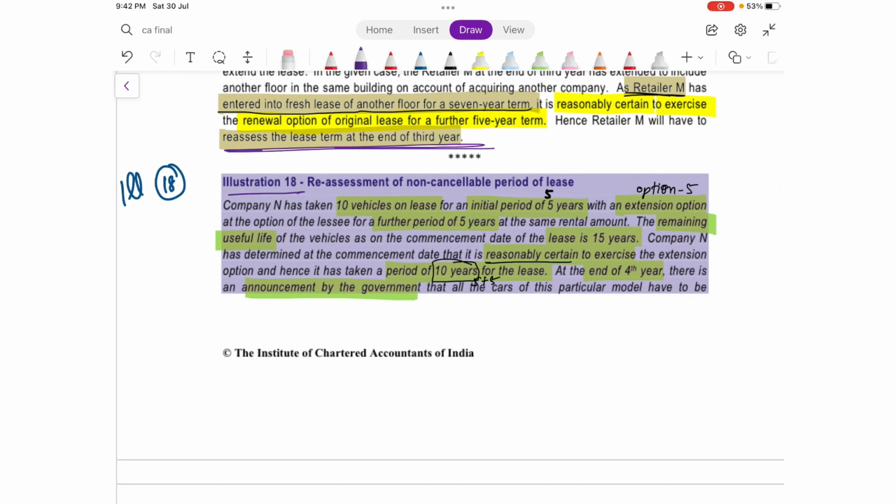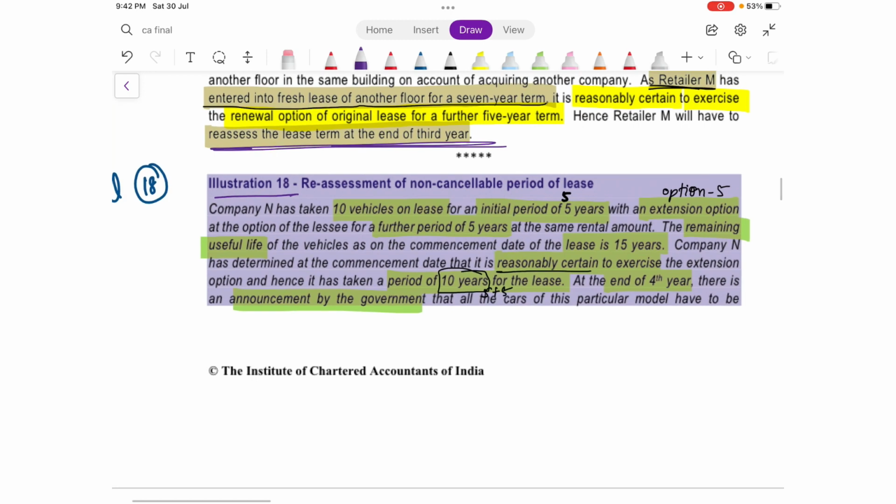Illustration number 18, and this is the final illustration for this video. So company N has taken 10 vehicles on leases. Initial lease term is 5 years. There is an option to extend for another 5 years. The remaining useful life of the vehicles on commencement date is 15 years. So on commencement date the life of the asset is 15 years.